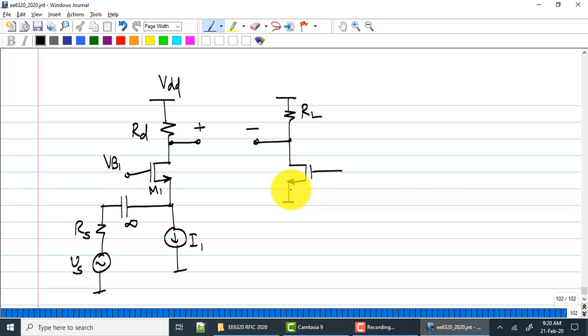The reason is we want to maximize the swing. We want to maximize the linearity. How do you now bias this circuit? Let us say this bias current was I2. How do you bias this circuit?